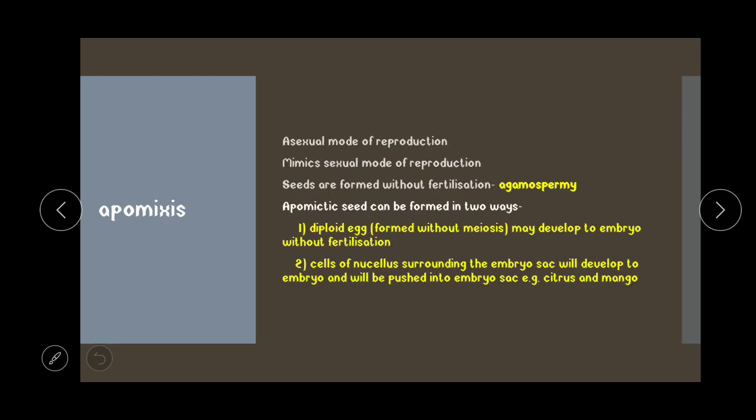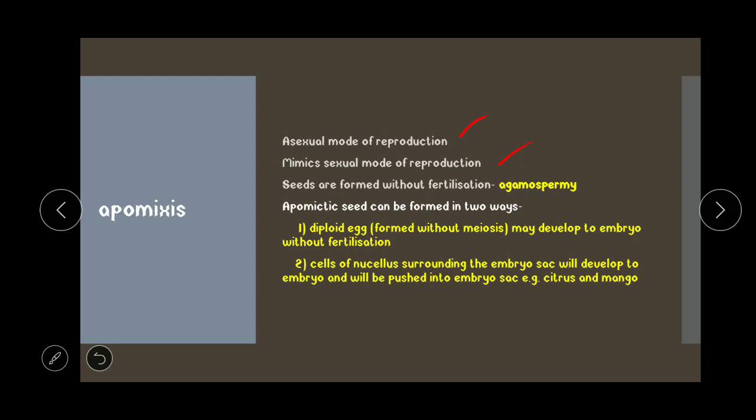First of all, apomixis. Apo means without, and mixis means the mixing of two gametes. So apomixis means without mixing. This is an asexual mode of reproduction, but it mimics the sexual mode, that is, it copies the sexual mode. If you see the result, it seems like a result of sexual reproduction, but in reality it is an asexual mode of reproduction, mimicking the sexual mode.